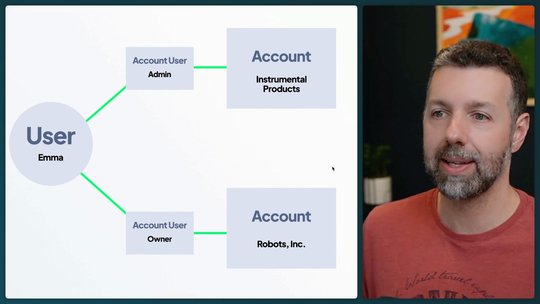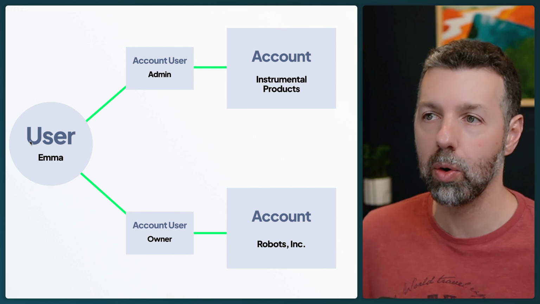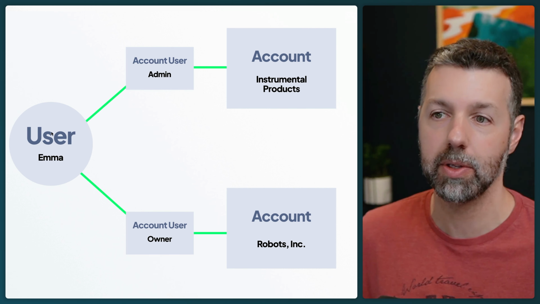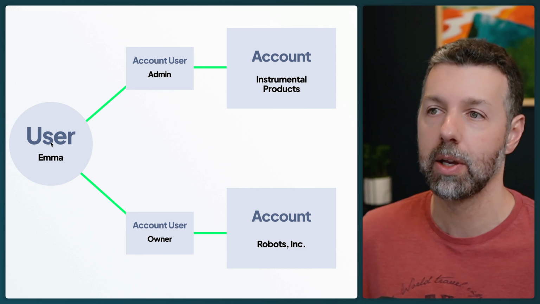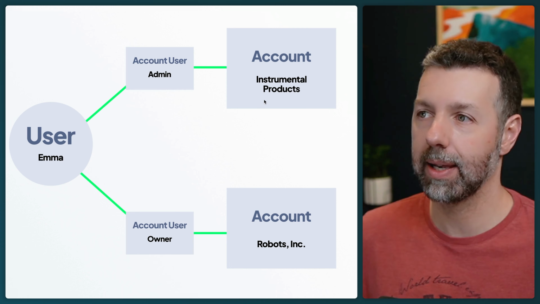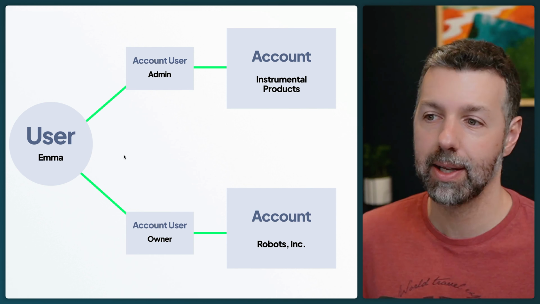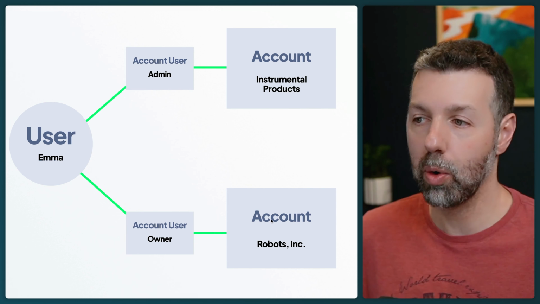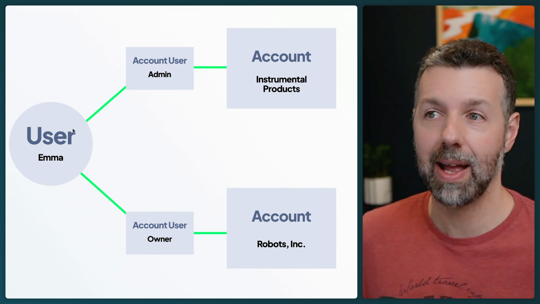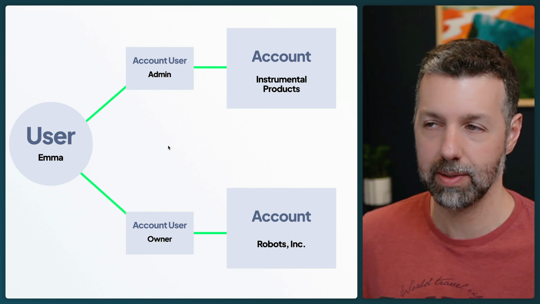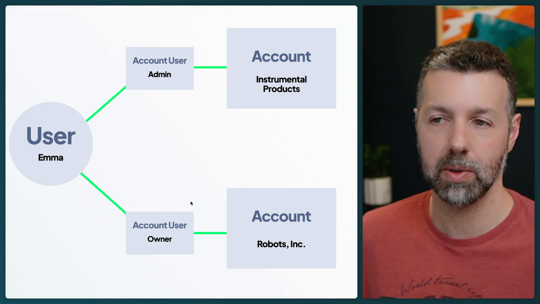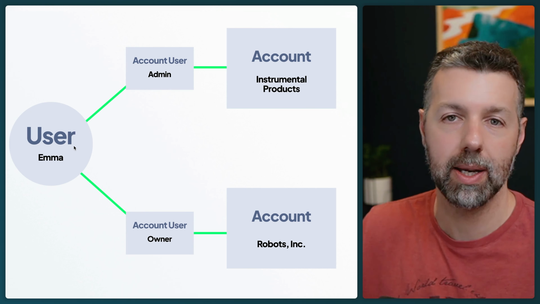The other thing that I showed you is that a single user can belong to multiple accounts. So if we look at Emma again, this is Emma's user record. Emma has 2 account user records, one where she's an admin user in the account named Instrumental Products, and the other is where she's the owner of an account called Robots Inc., right? So Emma, the user, has 2 account user records, and Emma is in 2 accounts through account users. And that's how Emma is able to switch between the 2 accounts.